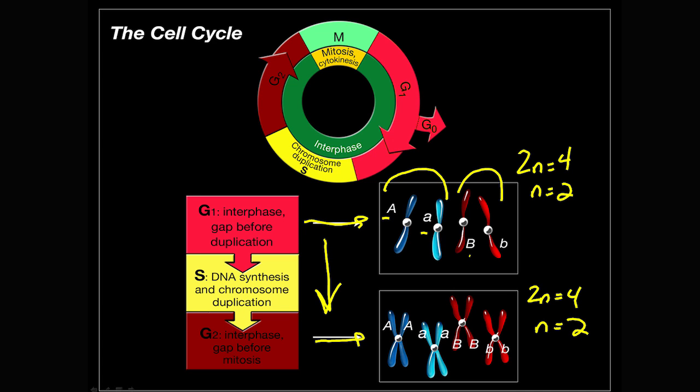The difference between these chromosomes pre-S phase and post-S phase is simply that they have been duplicated so that there's now enough genetic information to partition out to the 2 new cells that are going to be created during mitosis. So the next thing we want to do is take a little bit of a detailed look at mitosis and the processes that occur during it.